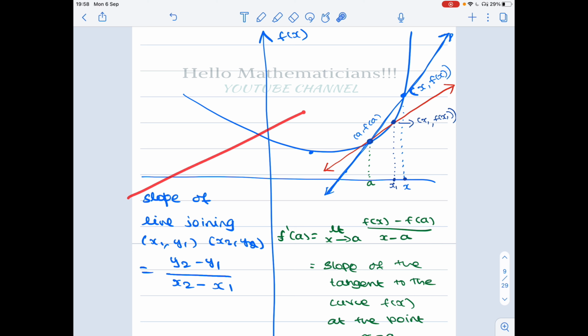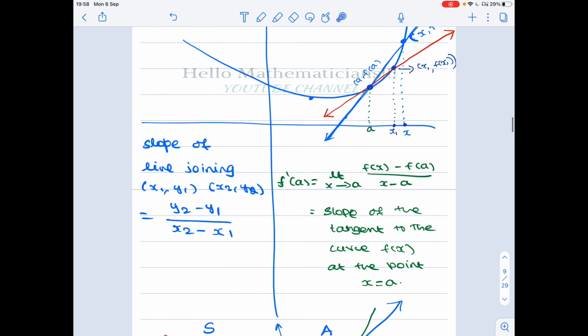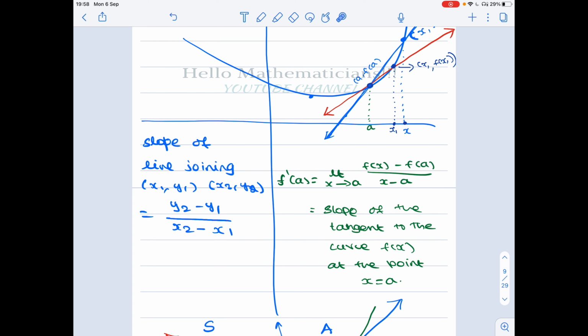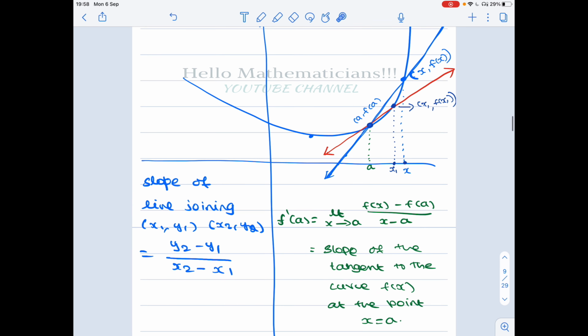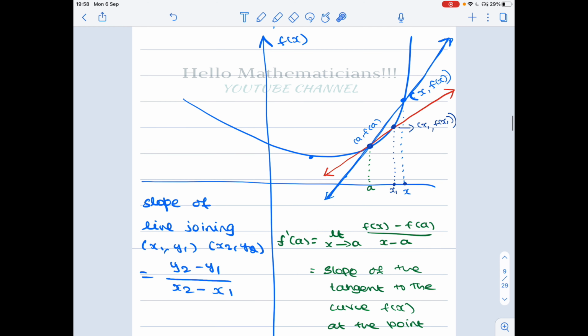So slope basically measures how steep that line is. For example, this second line is steeper than this first line. Now, this is our formula for slope. Let's look at the formula for the derivative. The derivative of the function f at the point a is equal to the limit as x tends to a of f of x minus f of a by x minus a. So we want to understand this quotient.